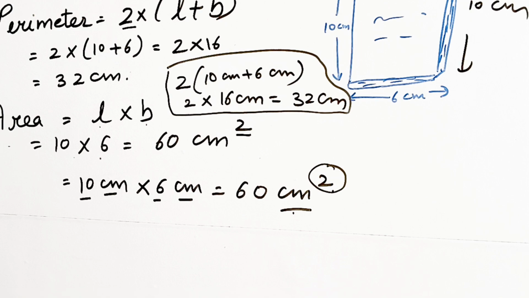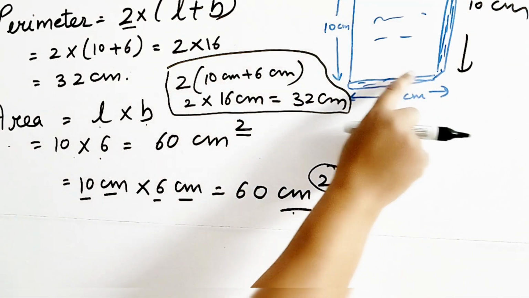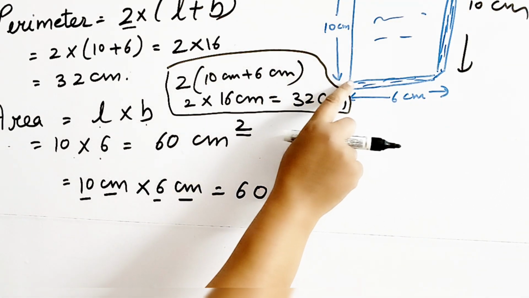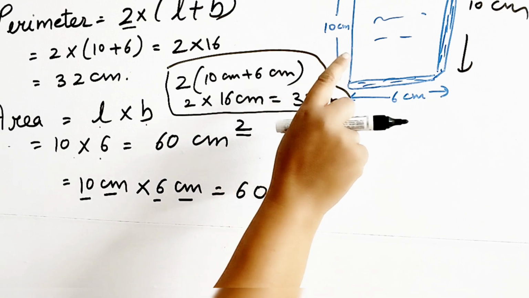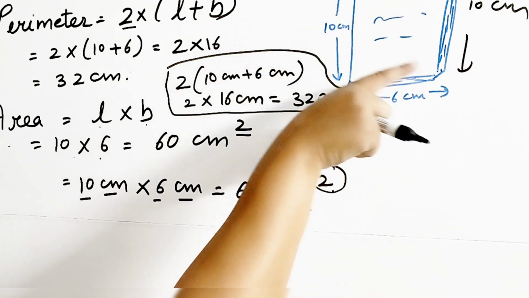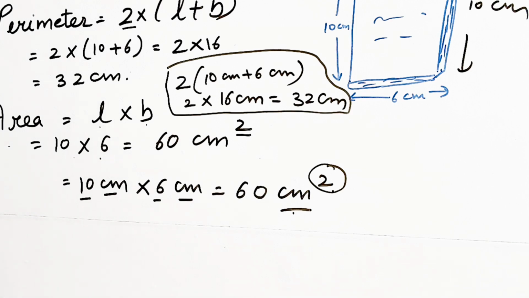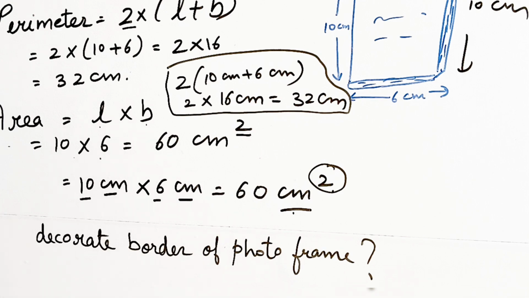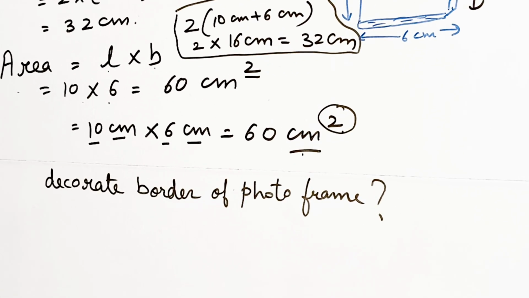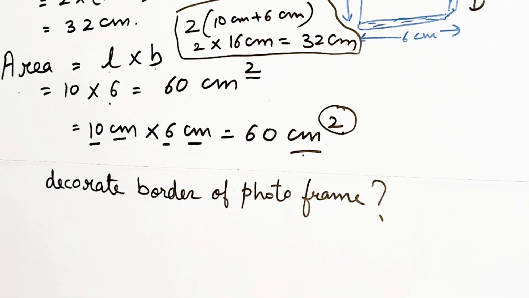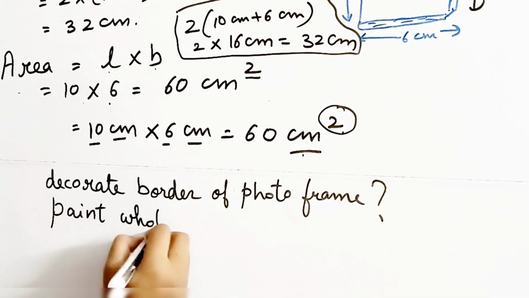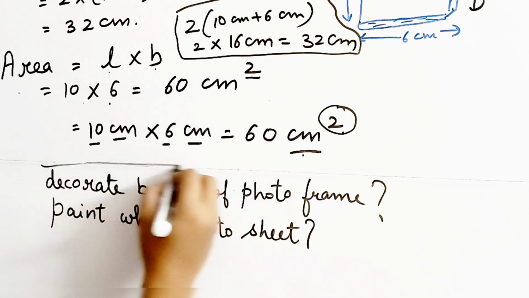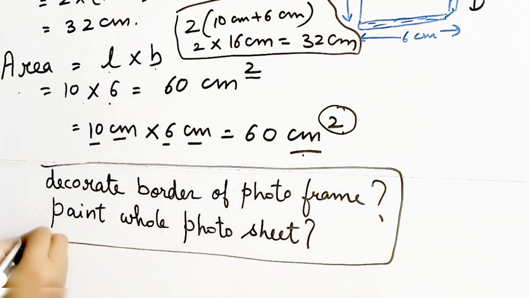So a quick memory trick. If your finger moves around the notebook, that means it's perimeter. If paint covers the notebook, that means it's area. So now tell me, if you decorate the border of a photo frame, what will you calculate? Area or perimeter? And if you paint the whole photo sheet, what will you calculate? Perimeter or area?